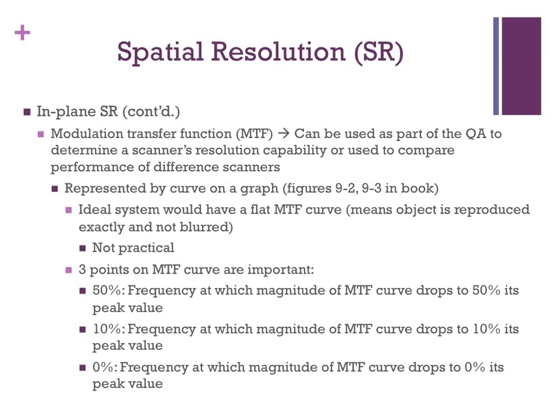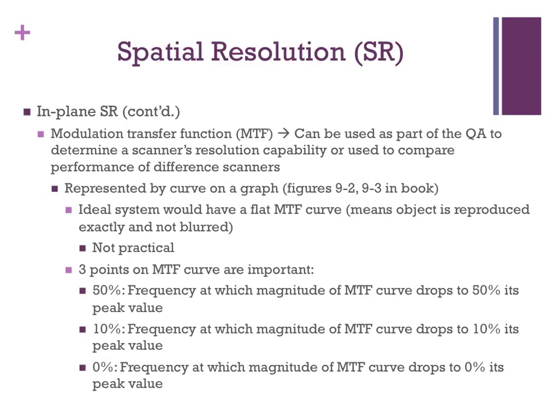So when a scanner, let's call it scanner A, can image more line pairs per centimeter at the same percentage of MTF as another scanner, we'll call that one scanner B, then this means that scanner A has better spatial resolution capability than scanner B. An ideal system would have a flat MTF curve, and this means that the object is reproduced exactly and is not blurred. However, this isn't practical.